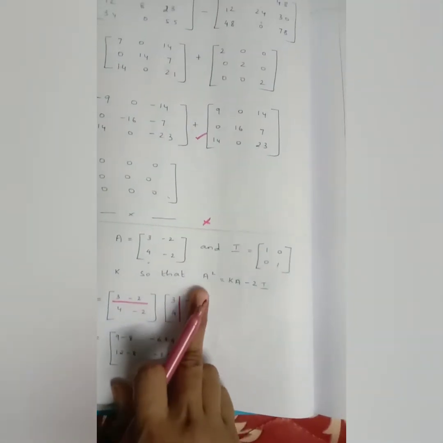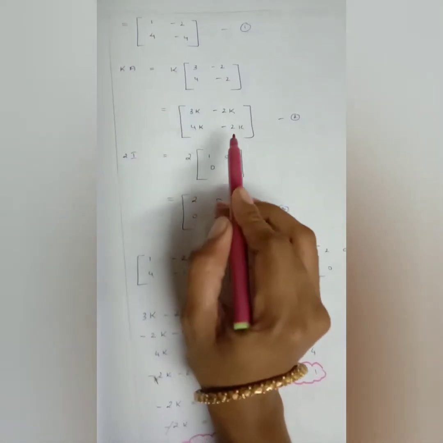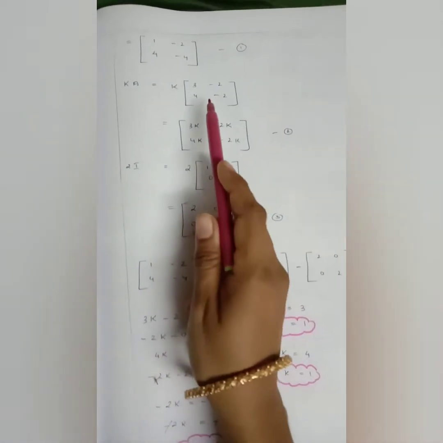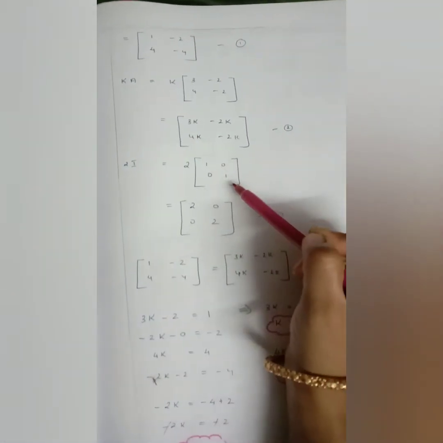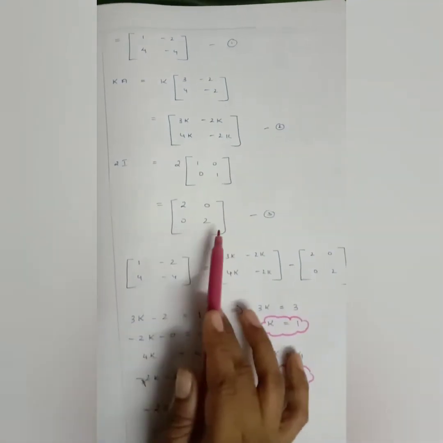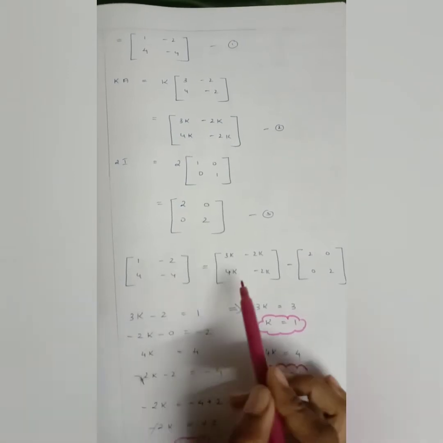First we are finding A squared. So that is equal to k into A. So I am multiplying k with A and 2I. See, this question is a 2 cross 2 matrix. So the identity matrix is 1, 0, 0, 1. And this is your identity matrix here. Okay, 2I.